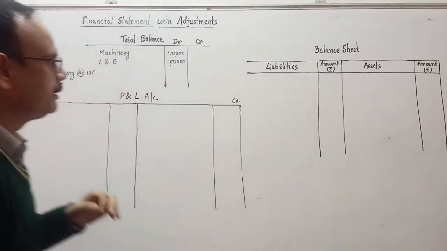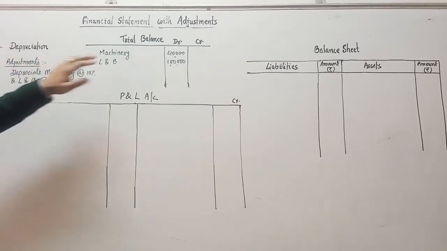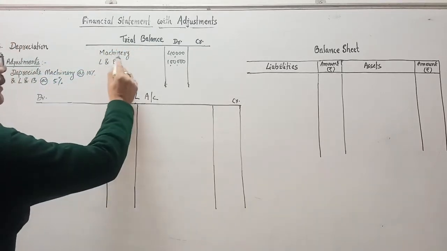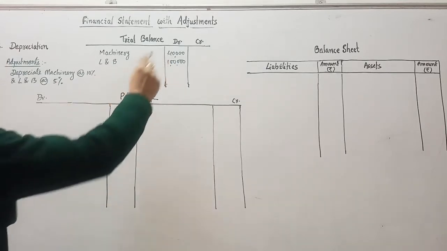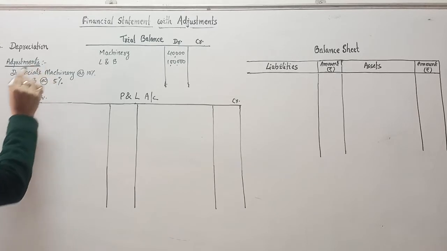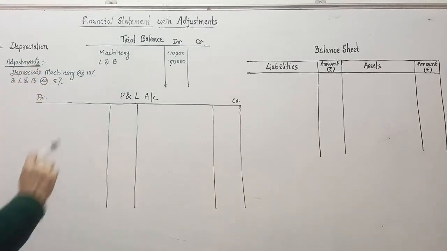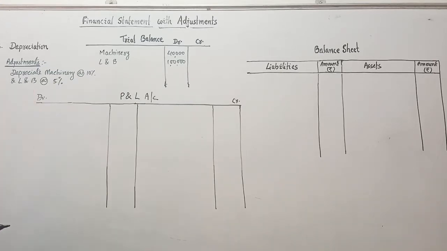For example, our topic of adjustment is depreciation. This is what I'm going to discuss. Suppose in the trial balance, machinery is 40,000 and land and building is 1 lakh. And in the adjustment it is given to depreciate machinery at the rate of 10% and land and building at the rate of 5%.